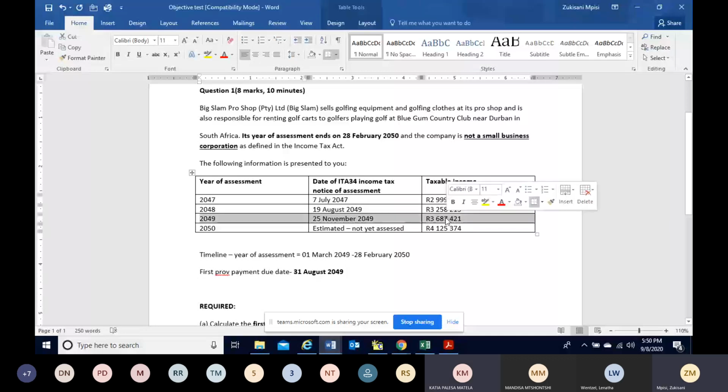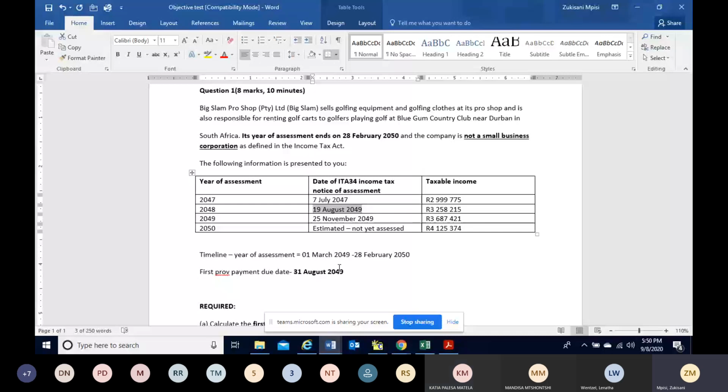Okay, so then we look at the next one, 2048. We see that it was assessed on the 19th of August. So which means that now we must calculate between the 19th of August and the 31st of August, how many days do you have? It's less. How many days? I think it's 12. So you have got about 12 days.